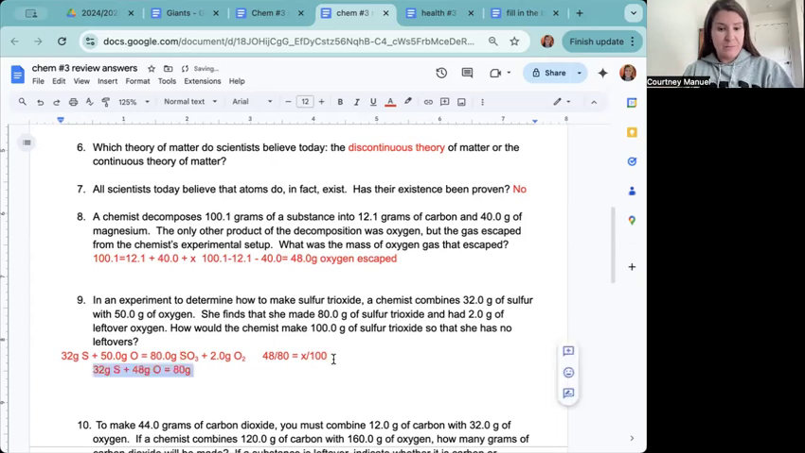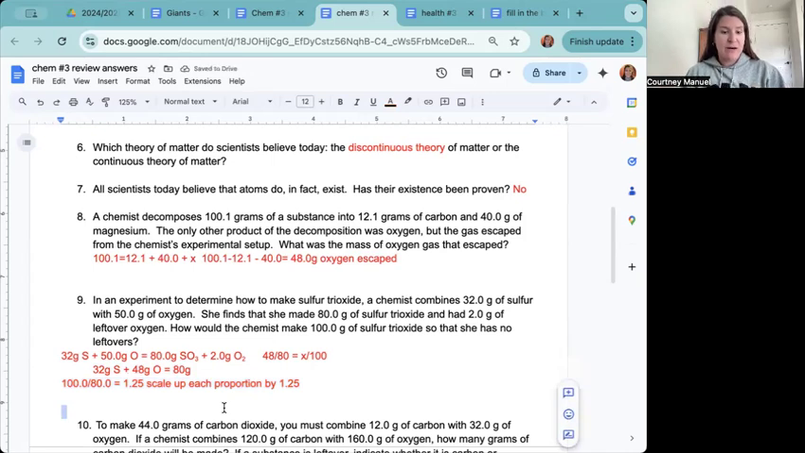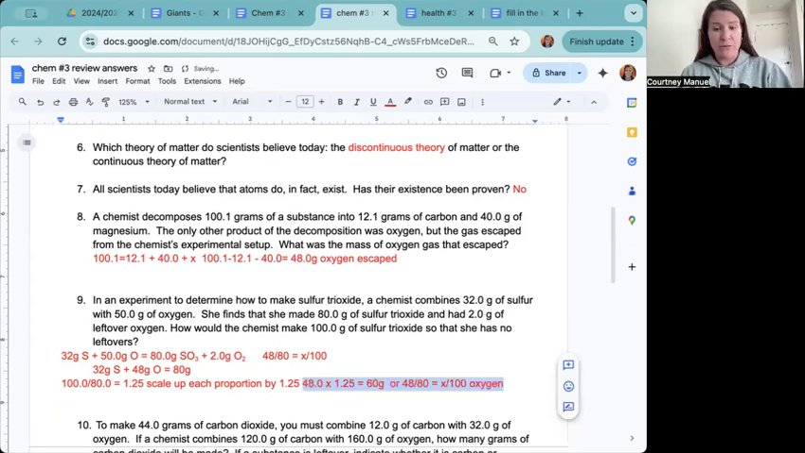So they got rid of the extra. And then here's what we have. We've got our 100 over 80. So that's the scaled up, right? We started with 80. Now we need 100, and that's 1.25 more. So each proportion needs to be scaled up by 1.25. So we can just multiply it. Here's your 48 times your 1.25, your oxygen. So now we need 60 grams of oxygen.